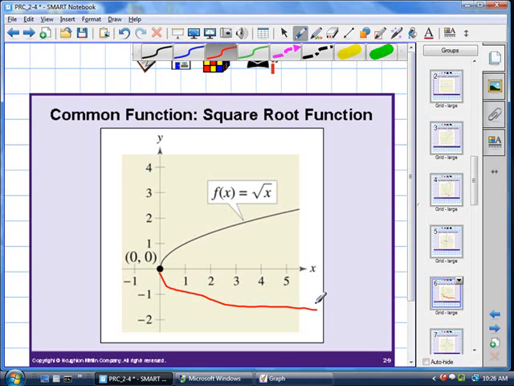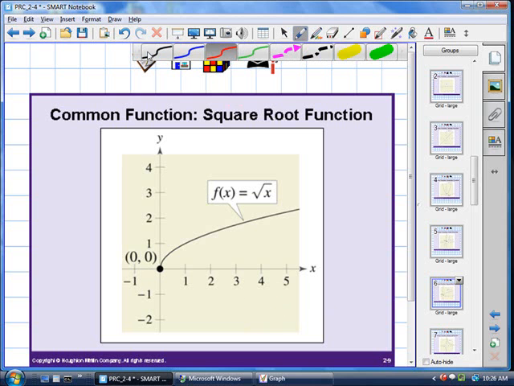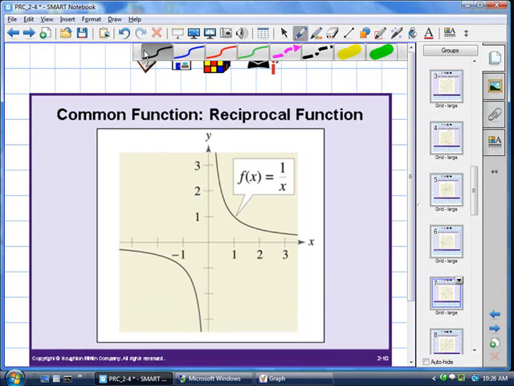So what's the square root function? It's just half. And so it really is a function. It's just like the plus root or the minus root. That's really just half of a parabola. Okay. The reciprocal function, this is pretty famous.